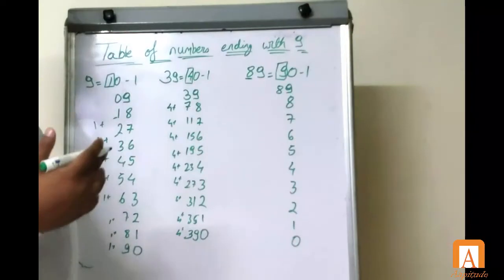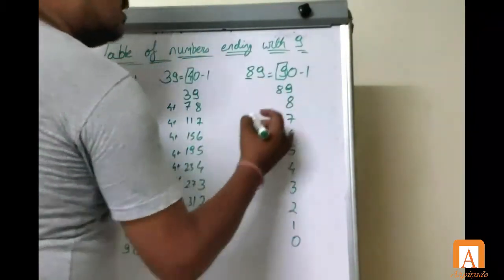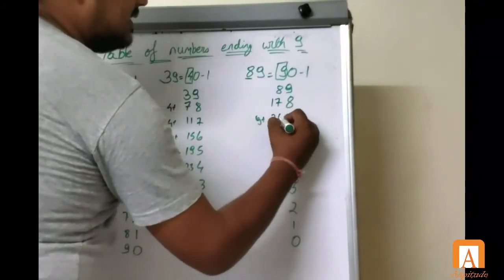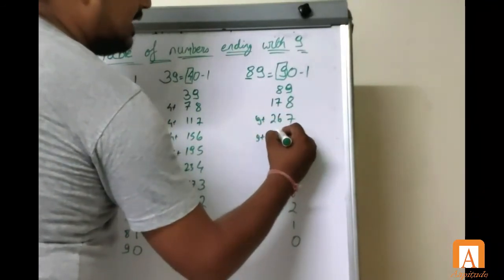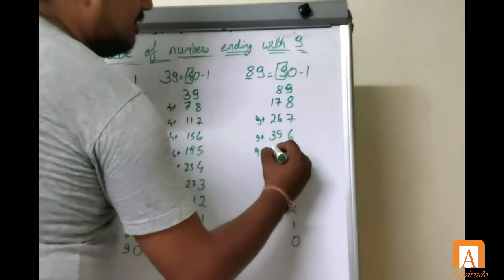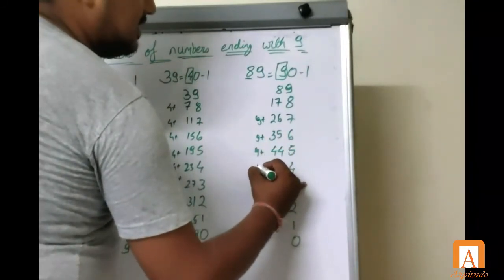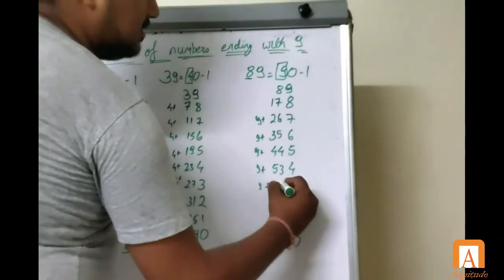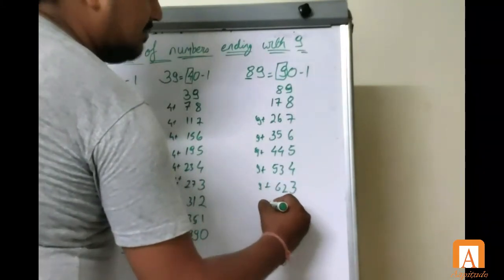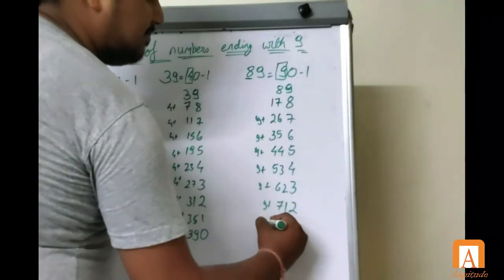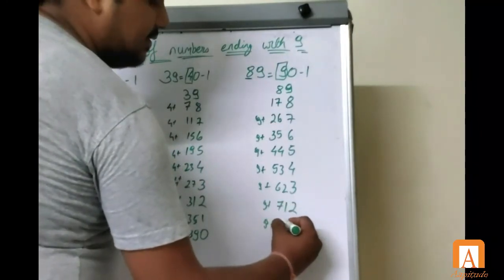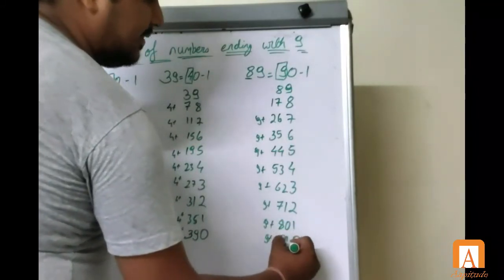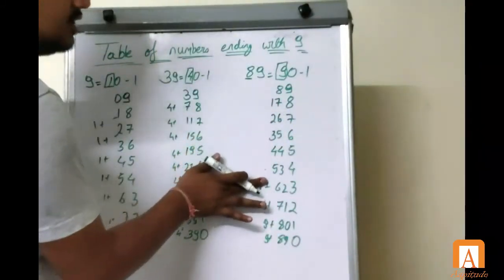Then we have to keep on adding 9 to this. So 8 plus 9, it is 17. Plus 9, it will be 26. Plus 9, it will be 35. Plus 9, it will be 44. Plus 9, it will be 53. Plus 9, it will be 62. Plus 9, it will be 71. 9 plus, again it is 80. And again 9 plus, it will be 89. So see, that's the table of 89.